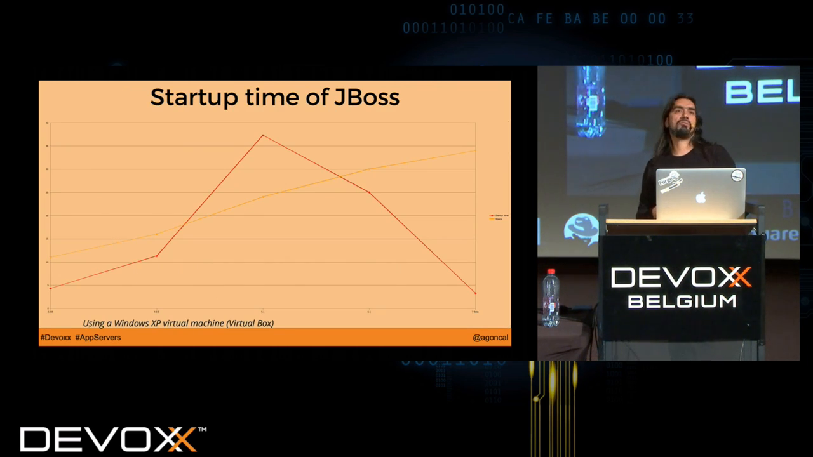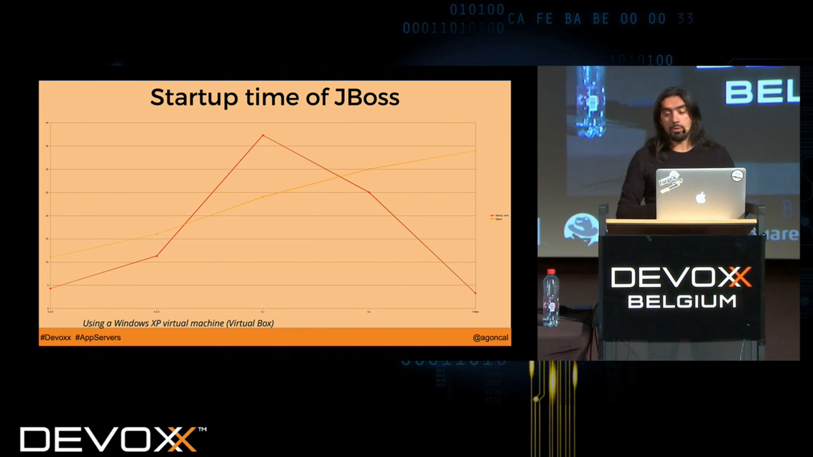This is another exercise, slightly different, because I had to use a VirtualBox with Windows. So I virtualize, etc. So here it's not just the startup time. What I did is I dug into history and I managed to find a JBoss 3.2. I managed to find a JBoss 4.2, JBoss 5, JBoss 6, JBoss 7.